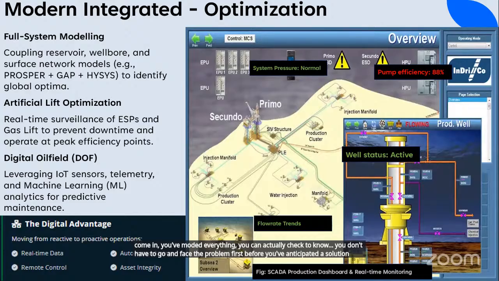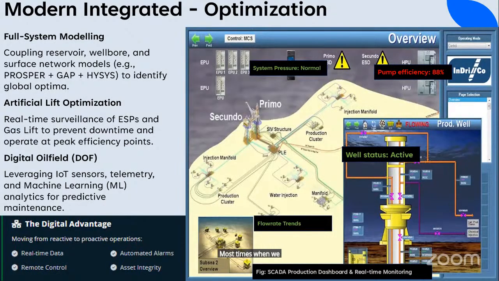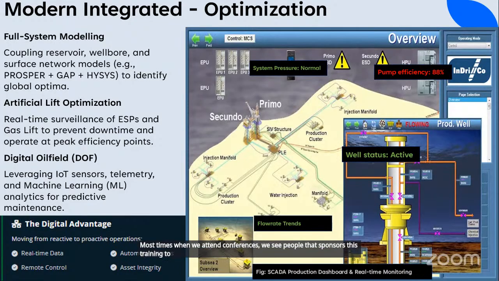So, coupling reservoir, we have wellbore and surface network. We have tools, like I said, software tools. Most times when we attend conferences, we see people that sponsor this training to learn these tools. We have Prosper, we have GAP, we have ICES. I think ICES usually, I can't remember the two. Okay, facilities.